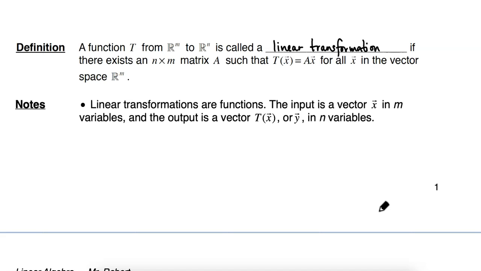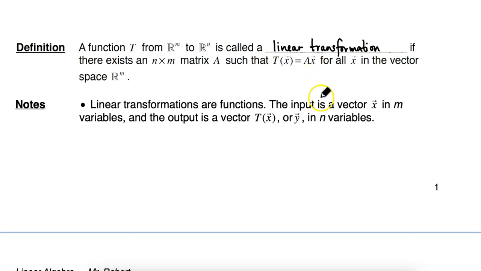A function t is called a linear transformation if there exists a matrix A such that t of x equals A times x for all x in the vector space that we are looking at. So we will just say that t, think of it as a function, is a linear transformation if there exists a matrix that expresses it. So if every output corresponds to the output of a matrix, then it's a linear transformation. So linear transformations are functions.